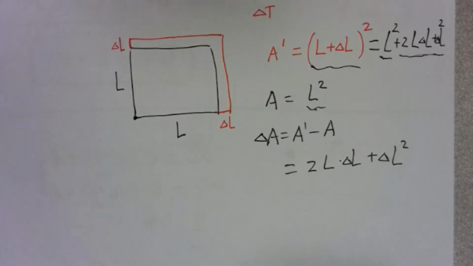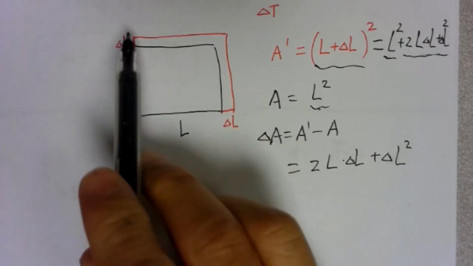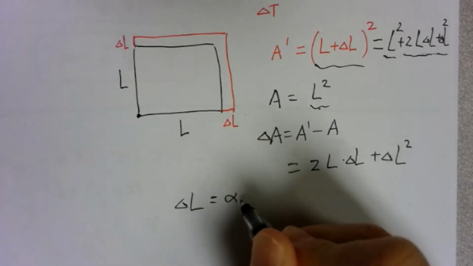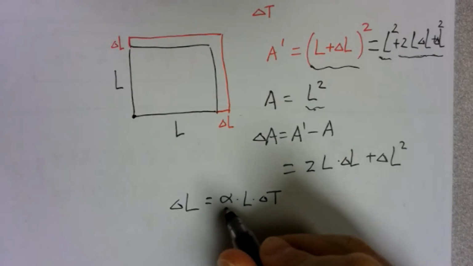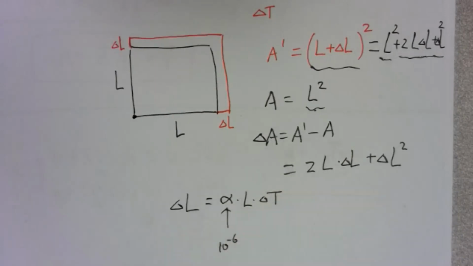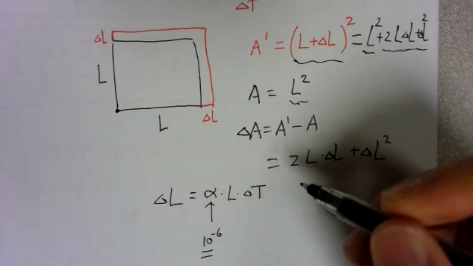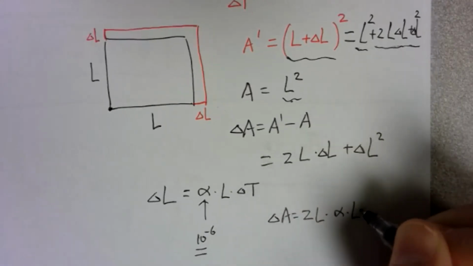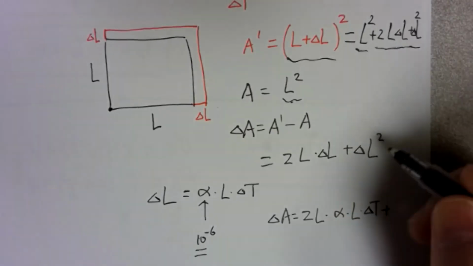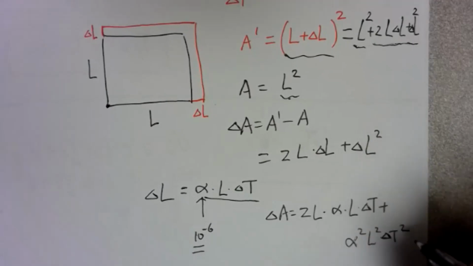Now, delta L, if you remember, for one-dimensional expansion either horizontally or vertically, is equal to alpha times delta T. And alpha is typically on the order of 10 to the minus 6, so this is a very small number. So let's look at the change in A. It's 2 times L times alpha times L times delta T, plus delta L squared, that means this guy squared, so plus alpha squared L squared times delta T squared.